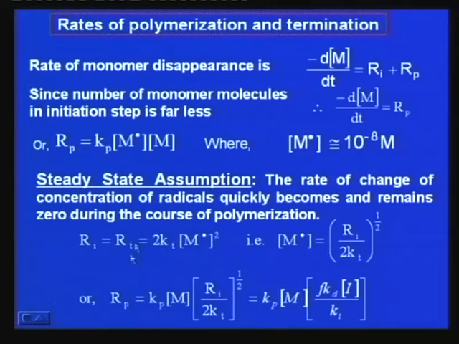Now, let us see what are these rate of initiation and rate of termination. Rate of termination is twice k T m dot square. This factor of 2 is due to the fact that during this termination 2 growing free radicals are involved. That is a convention. So, from this relation one can get the concentration of the growing free radical chain, m dot, equal to R I by 2 k T under square root.